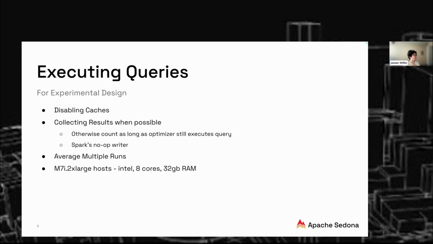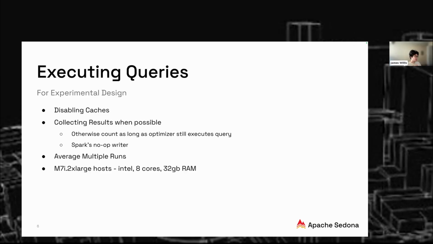In terms of actually executing these, we tried to disable any caching functionalities we were aware of. We collected results when possible. And here I'm talking about the results that we posted on the Sedona blog. So this is SedonaDB, DuckDB, and GeoPandas. I didn't run Sedona Spark or any other engines you could think of with these bullet points being applicable. So we collected the results when it was possible.